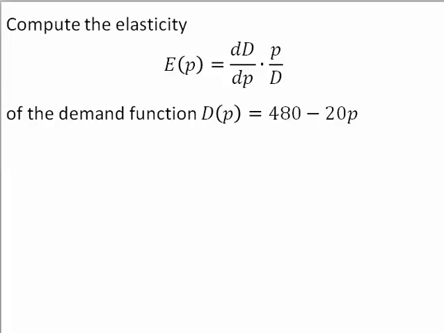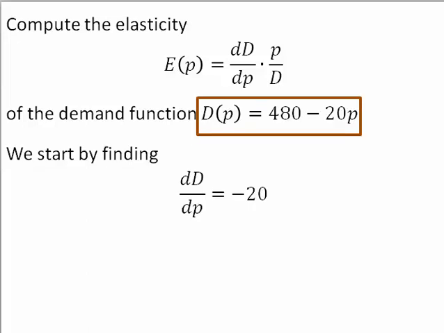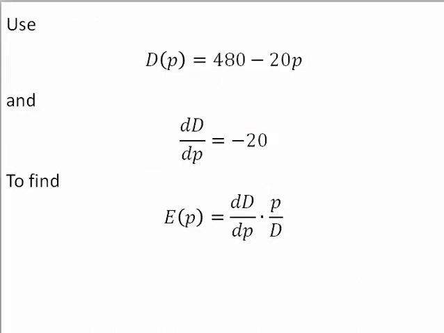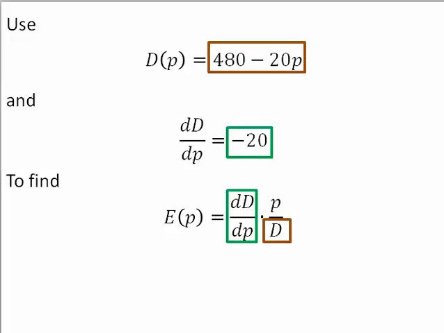Compute the elasticity of the demand function 480 minus 20p. We start by finding the derivative of the demand function. We use the demand function and its derivative to find elasticity. Instead of d, I put in 480 minus 20p. Instead of the derivative, I put in negative 20.